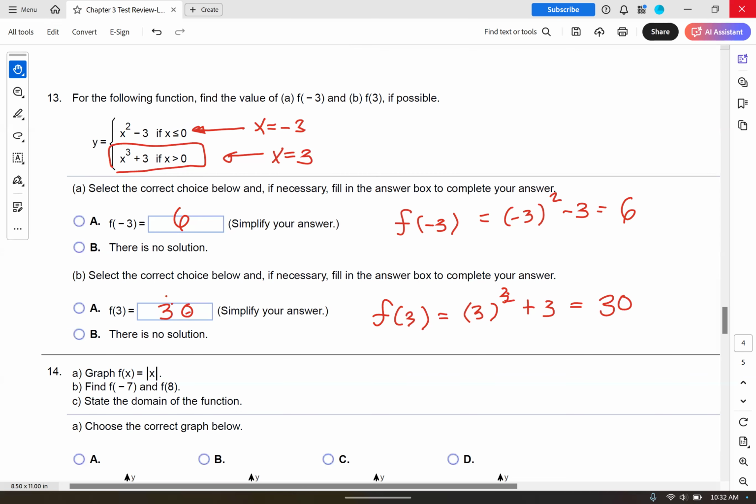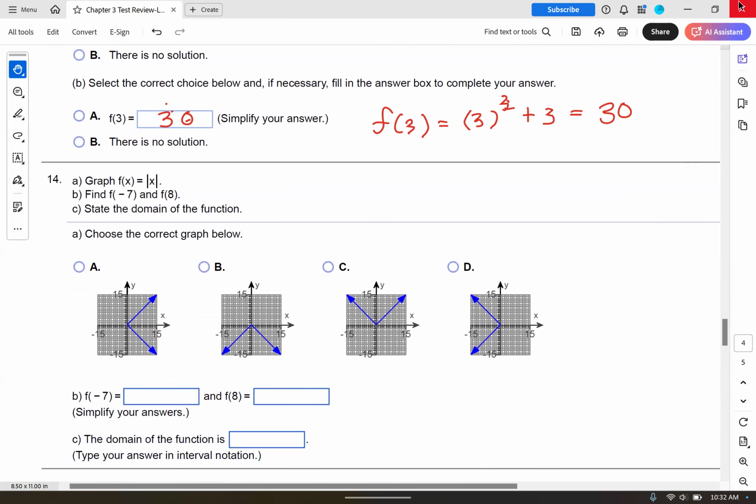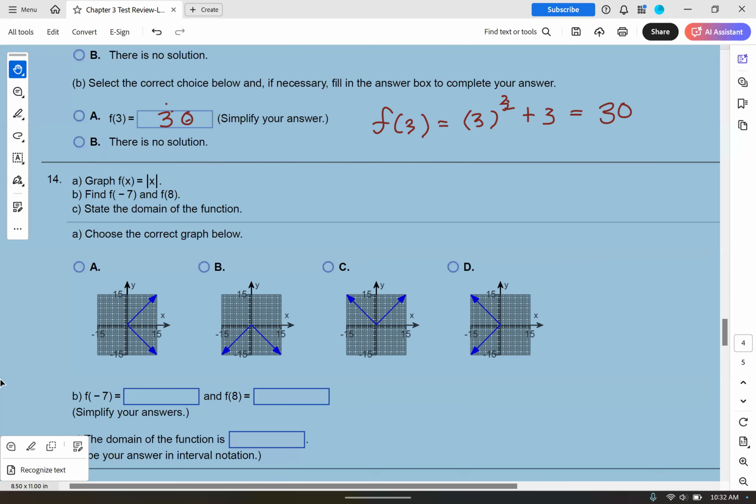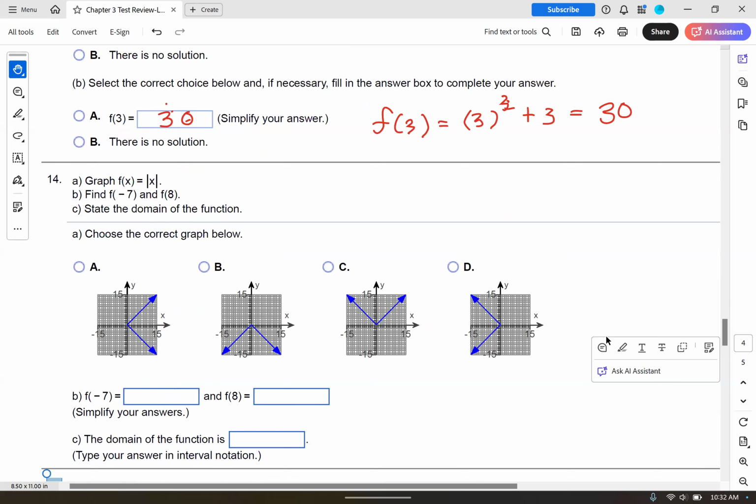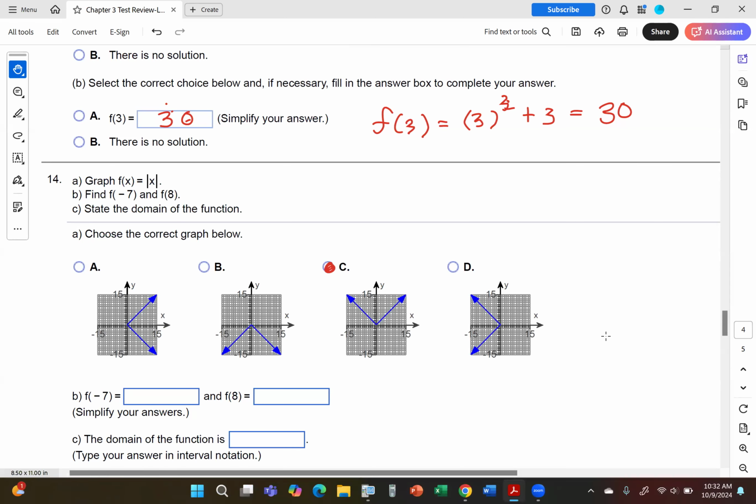All right. The absolute value function is a V. So which one is it? Can you graph it on your calculator? Absolutely. Now, how do you graph it on your calculator? Because you might want to know where the absolute value bars are.